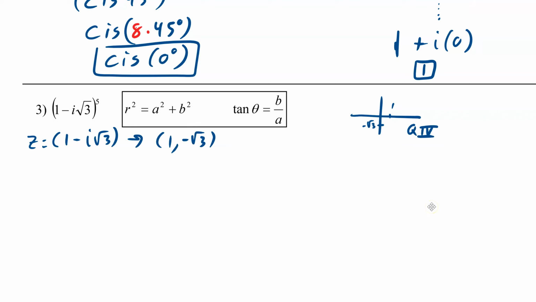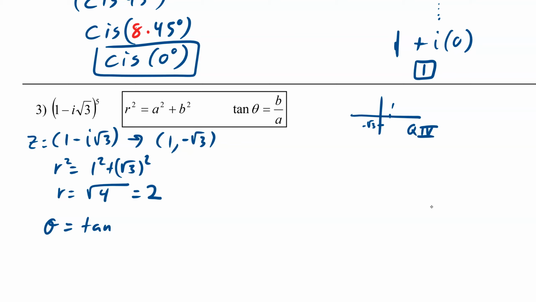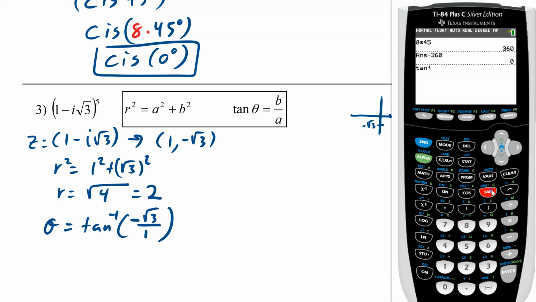So we're going to put it in polar form first. So r squared equals 1 squared plus rad 3 squared. And so r is the square root of 1 plus 3, which is 4. So it's 2. And then theta equals inverse tangent of negative rad 3 over 1. And we plug that in our calculator, but we already know what it is. Inverse tangent of negative radical 3. I'm not going to put the 1 on the bottom. Hit enter, and it says negative 60 degrees.